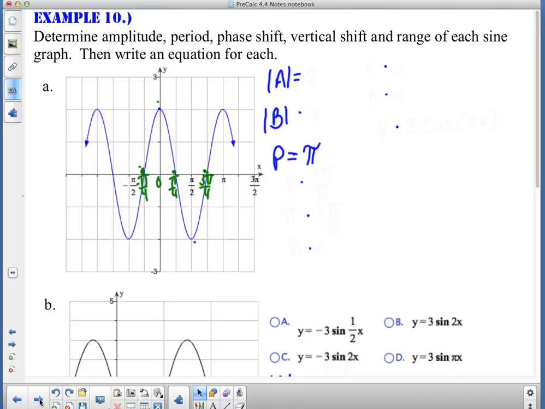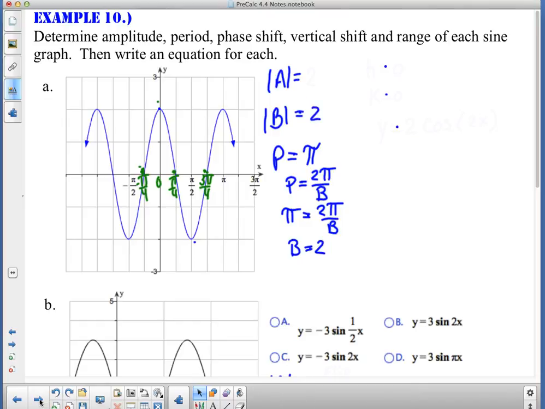Okay, that's what I just determined. I could also determine that from crest to crest here if I wanted to, but I'm really looking at that period. Now, since the period is 2 pi over b, I know that pi is equal to 2 pi over b, so b's got to be 2. So I've just determined that b is 2.